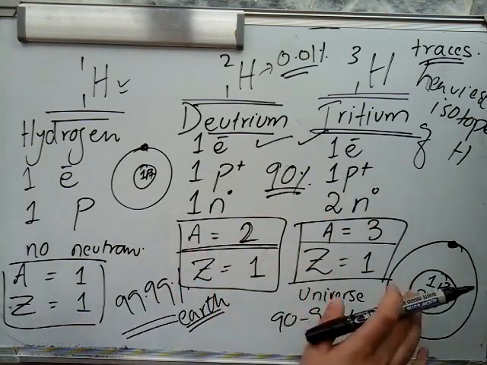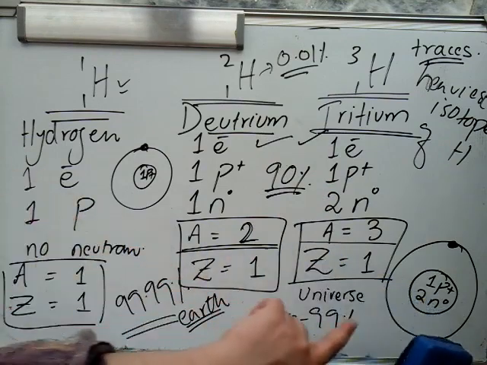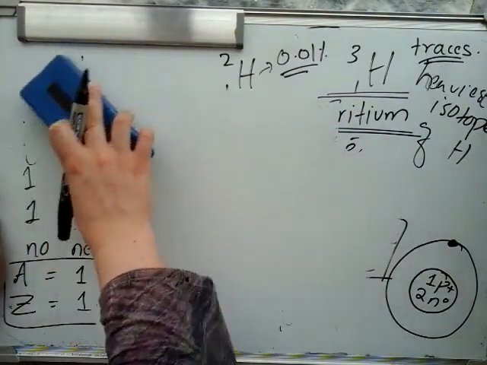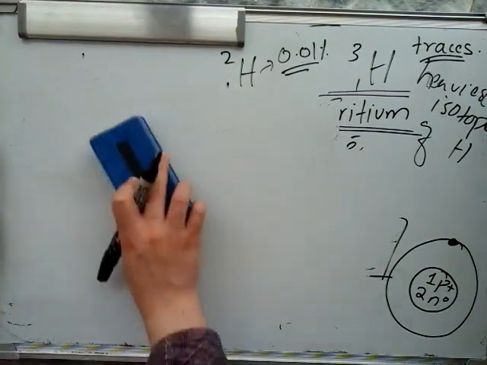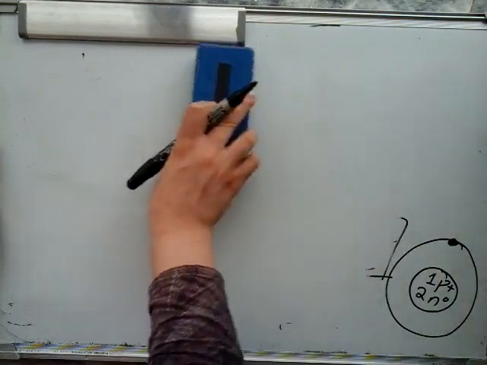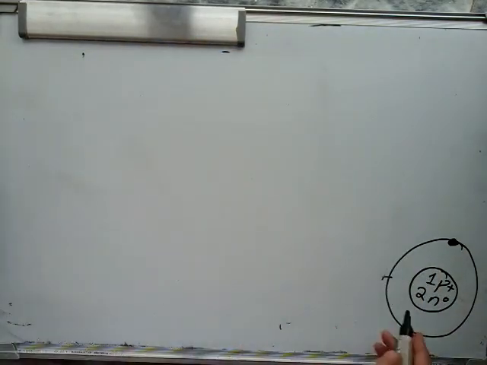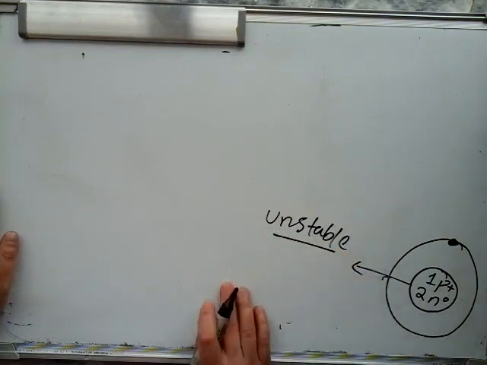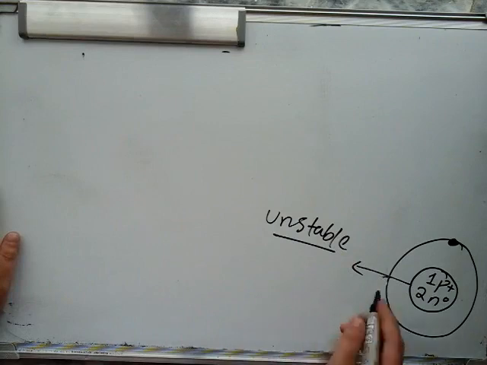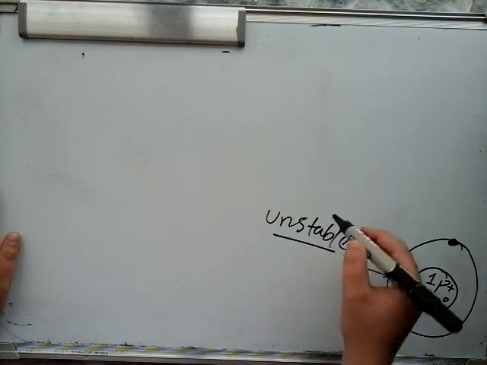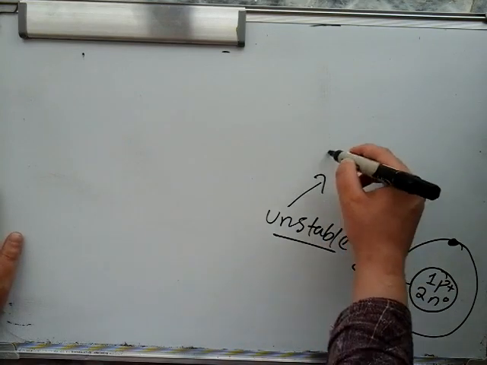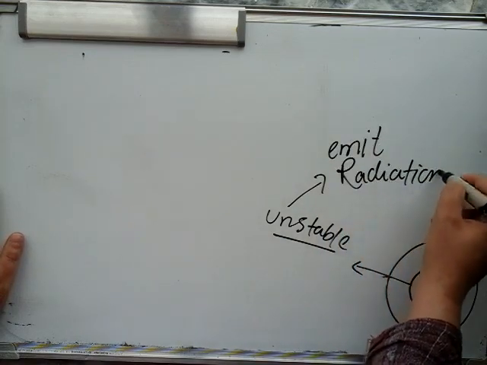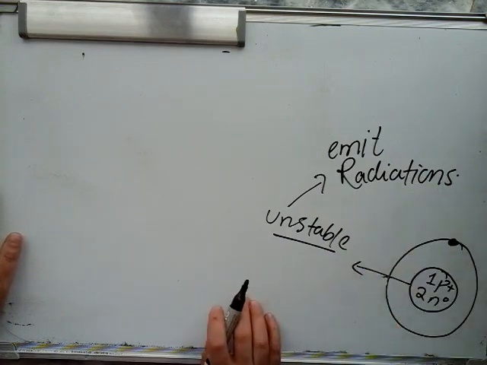Another thing related to the nucleus: as I told you, the nucleus becomes heavy. Keep in mind that when the nucleus becomes heavy, what will happen? It will become unstable. When the nucleus becomes heavy, it will become unstable, and as a result, because of instability, it will emit radiations.